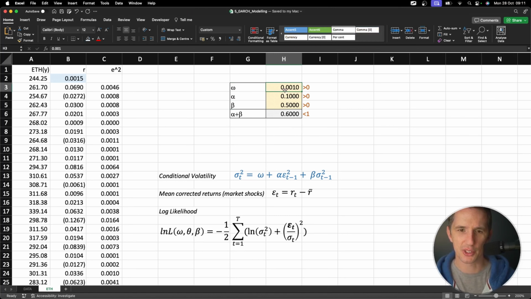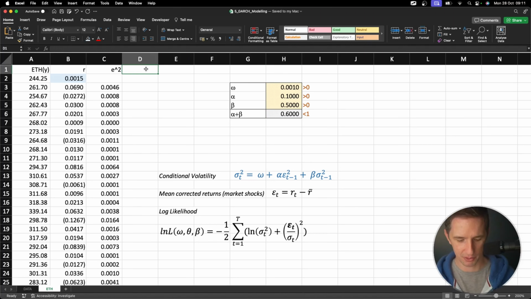And I'm setting omega to 0.001. The number, remember, needs to be greater than 0. Same for these ones here. Alpha 0.1, beta 0.5, and then alpha plus beta is just going to be a formula. This number, alpha plus beta, needs to be kept less than 1. I'm going to show you why this alpha plus beta comes in handy in a moment once we've done our estimation.